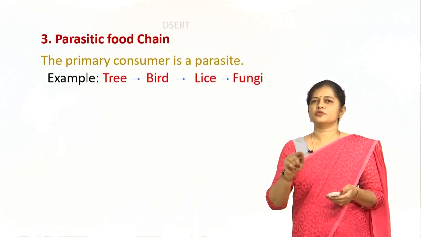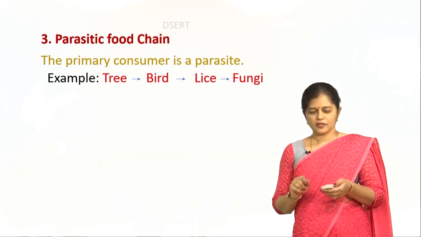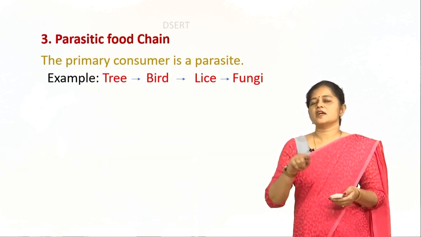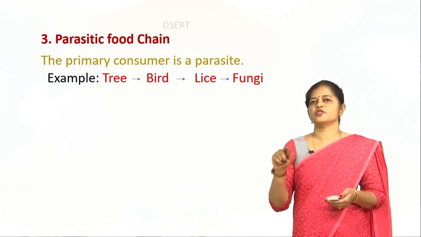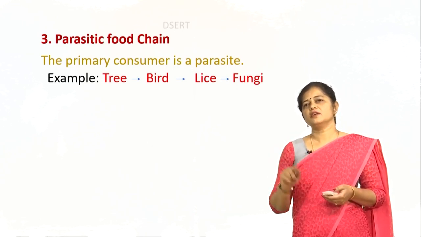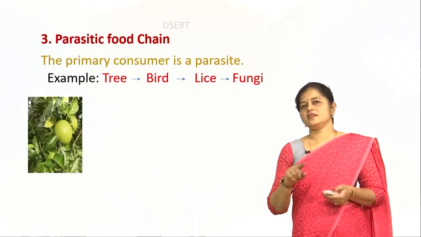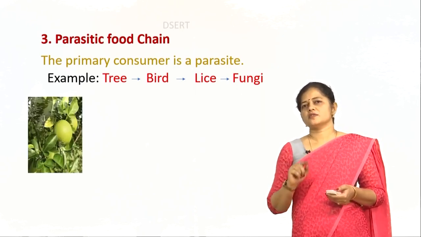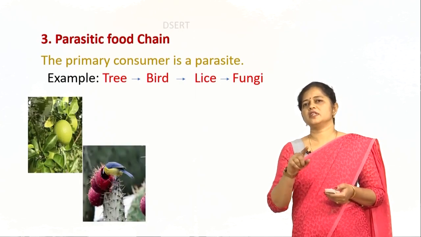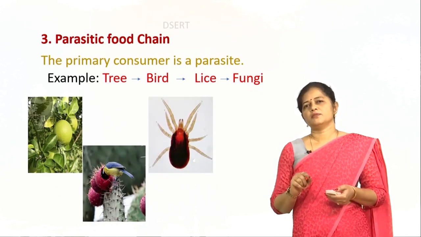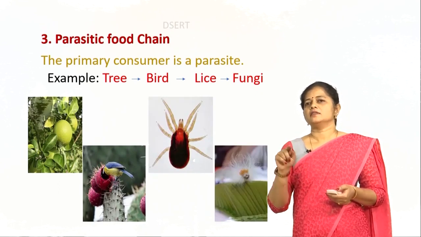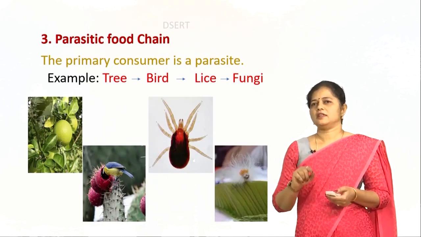That's why this food chain is called a parasitic food chain. The entire food chain is occupied by parasites. Hence this food chain is called the parasitic food chain. So now you can see here, this is a tree which produces the fruit. The bird eats the fruit. The lice live in the body of the bird, and the fungi live on the lice.